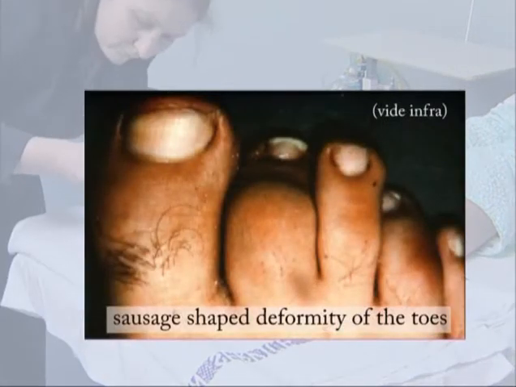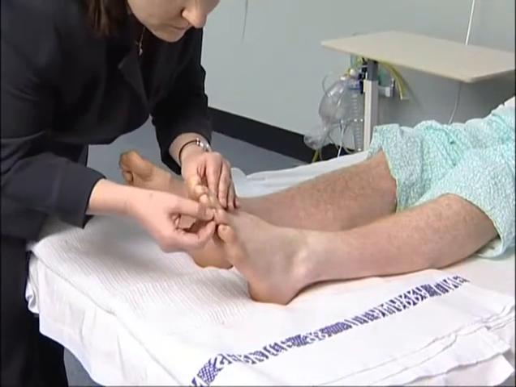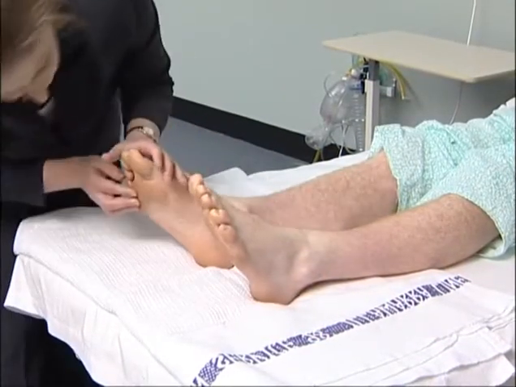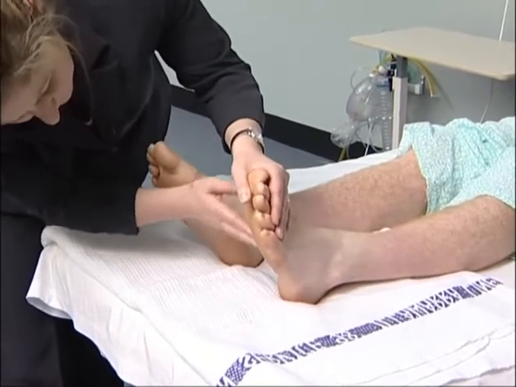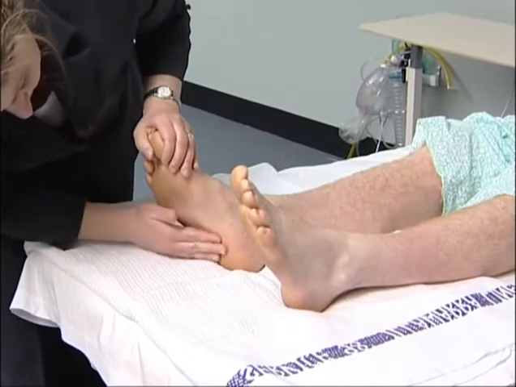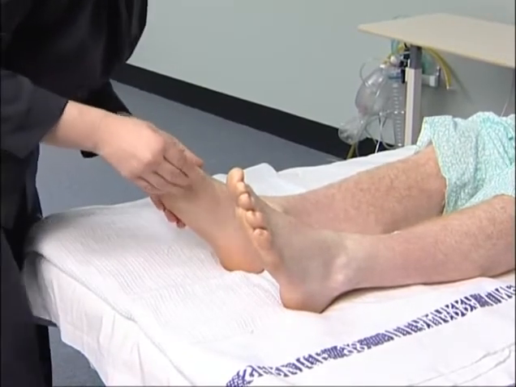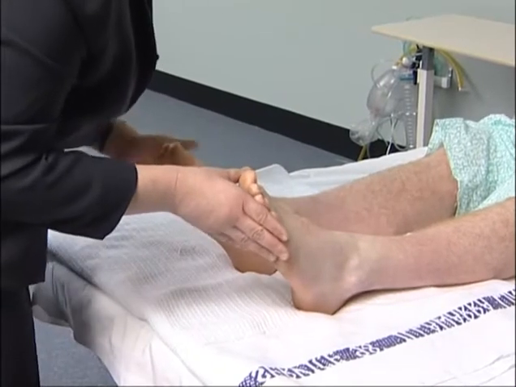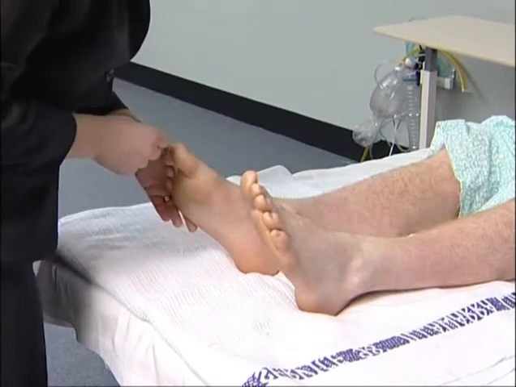Look for the nail changes that suggest psoriasis. Inspect the transverse arch of the foot, which runs underneath the metatarsophalangeal joints, and the longitudinal arch which runs from the first metatarsophalangeal joint to the heel for flattening. Calluses over the metatarsal heads on the plantar surface of the foot occur with subluxation of these joints.